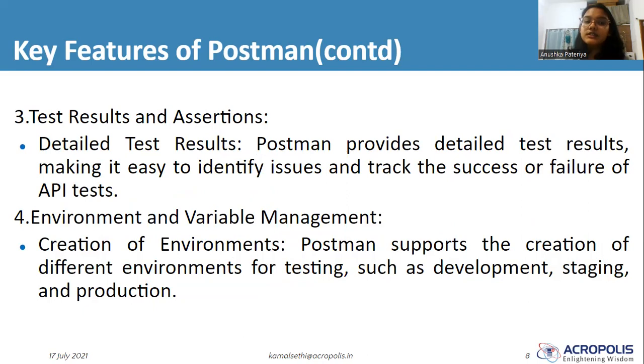Then the third feature is test results and assertions. Postman provides detailed test results, making it easy to identify issues and track the success or failure of the API test. That's extremely important too. It's very important for a tool to give us accurate test results, because what are we using them for? Just to test our software, whether it is working properly or is up to the mark or not. So just for that, we need to have a good test result.